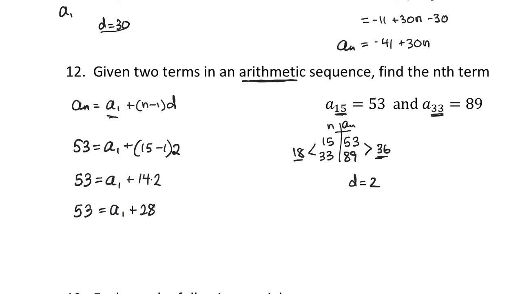And subtract 28 from both sides, and we get 25. First term is 25. So we can finish the nth term formula now, because the thing that we didn't know was a sub 1. We knew that d was equal to 2. We just didn't know what a sub 1 is. Well, now we do. So the nth term is 25 plus n minus 1 times 2, and then we simplify that.